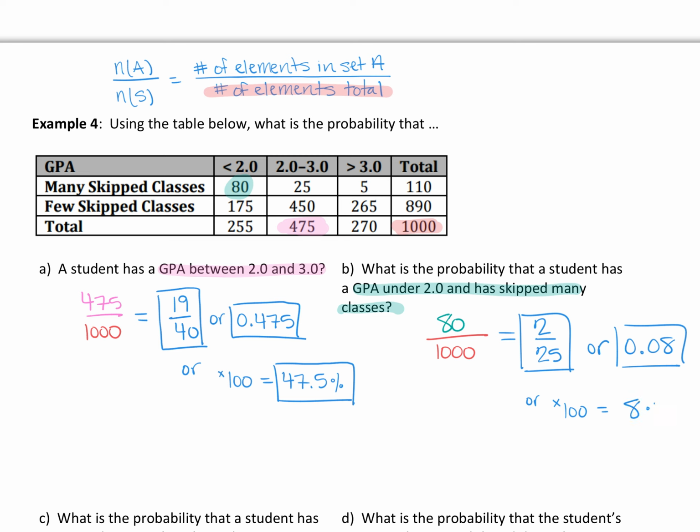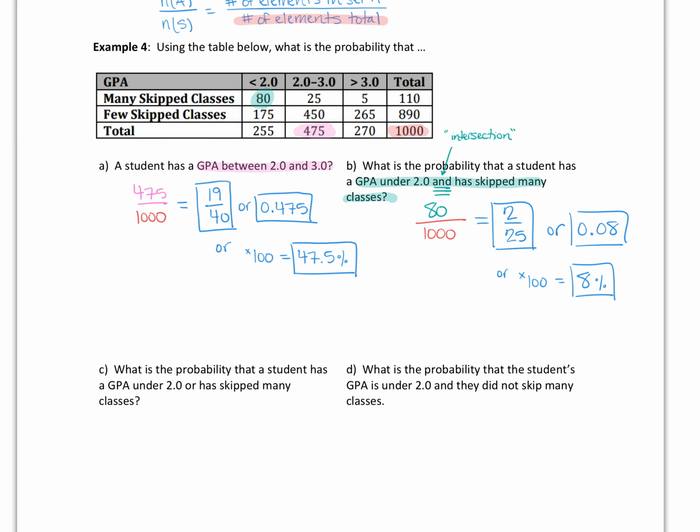percent of 8%. And something to point out here is the word and is the intersection. So notice that this 80 is the intersection of the GPA under 2 and the skipped many classes. So that's the intersection right there. Our last two examples then.